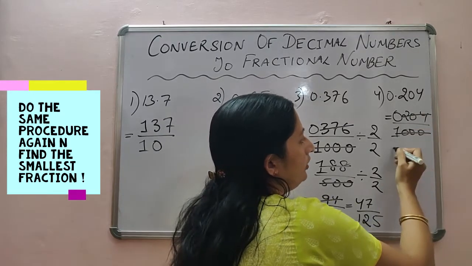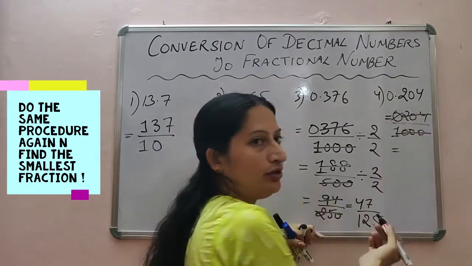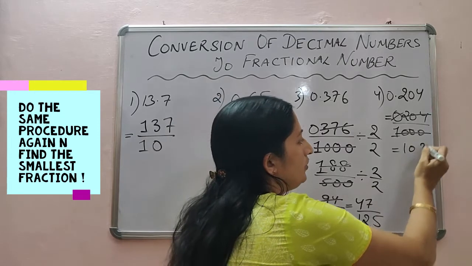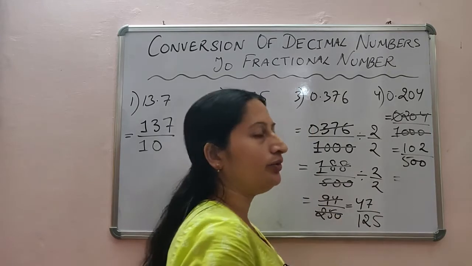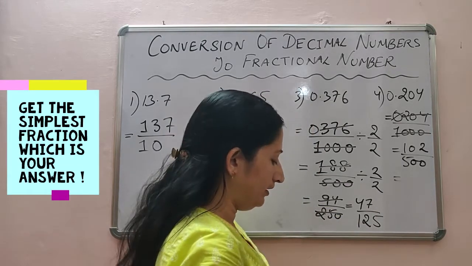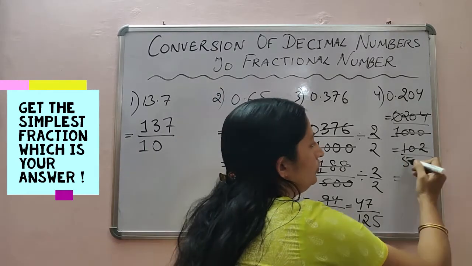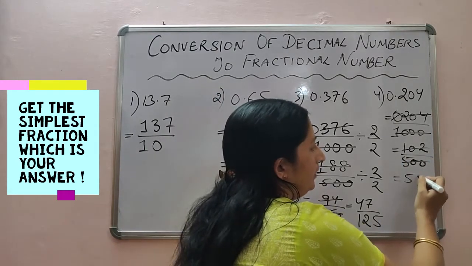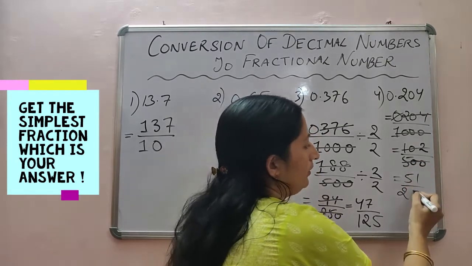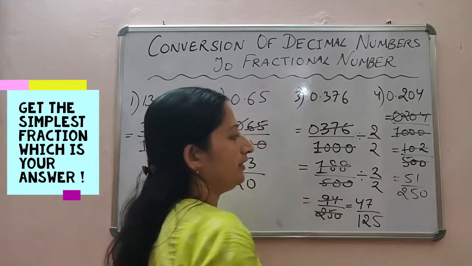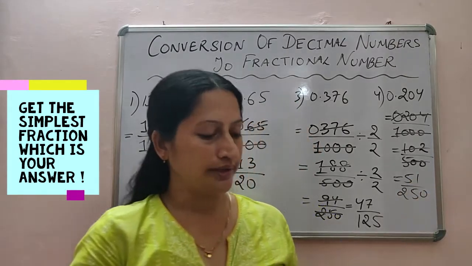Again I am dividing both numerator and denominator by 2. So 0 will have no value because it is in the beginning. So 102 by 500. Again I'll try to divide it. So let's see what I will get by this division. I will divide it by 2 again, top and bottom, 51 and 250. Now the simplest number will become 51 by 250.